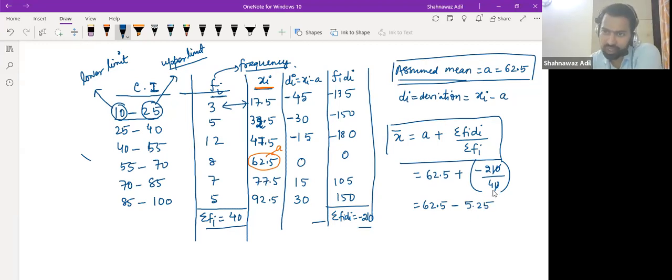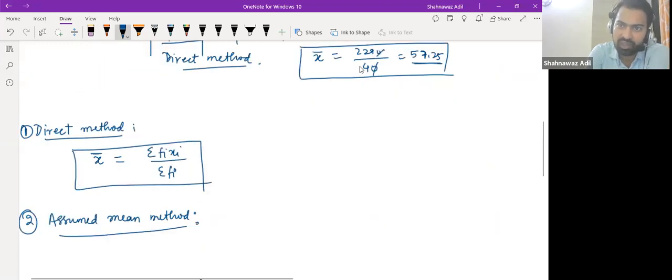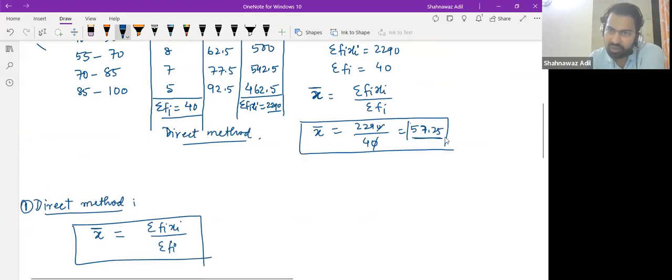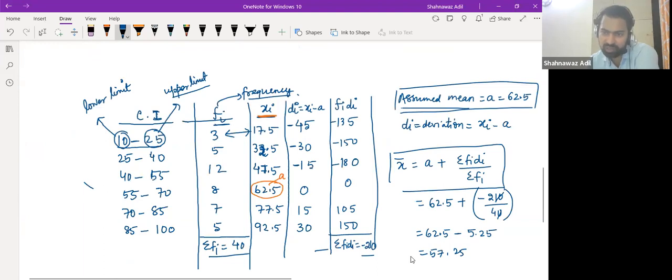Then this would be how much? So this is 5 and 0.25. So we got 57.25. And in here, we also got 57.25. So you see, whatever method we use, we will get the same result. So this is called the assumed mean method.